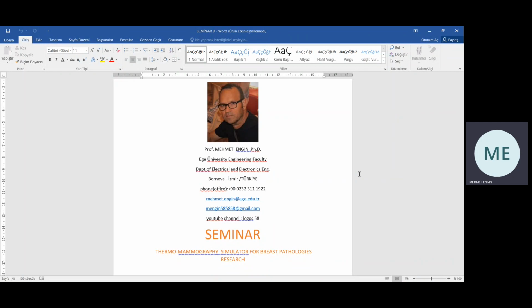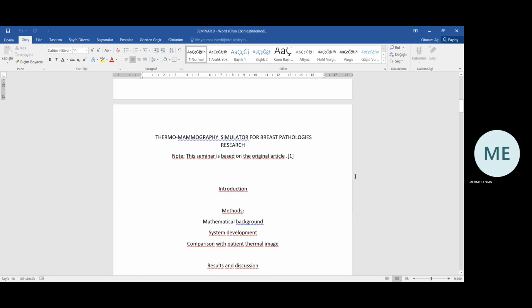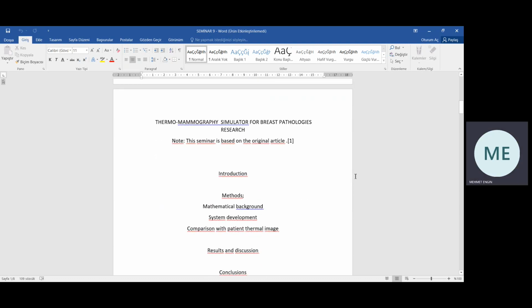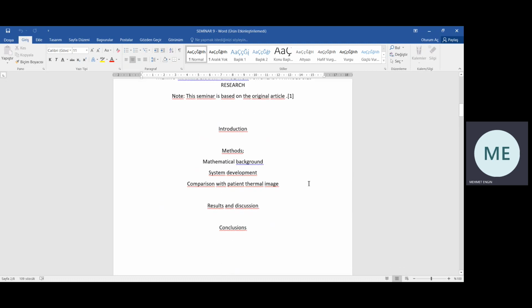Today I'm going to talk about a thermomammography simulator for breast pathology research. This seminar is based on the original research paper. Now, this is the outline of the seminar. Firstly, introduction; methods, including subtitles: mathematical background, system development, comparison with patient thermal image; results and discussions; and conclusions.